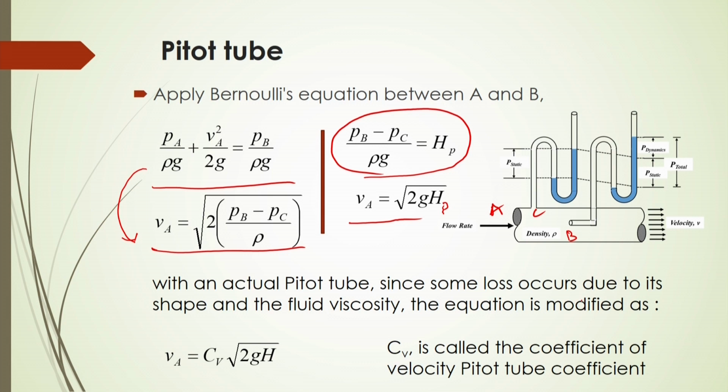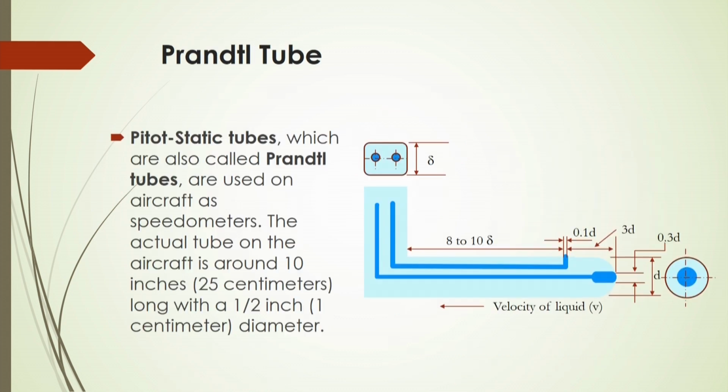For an actual pitot tube, since some loss occurs due to its shape and the fluid viscosity, the equation is modified as V A is equal to C V into root over 2 g H. Now, this C V is called the coefficient of velocity, or pitot tube coefficient. So based on these principles, we can calculate the velocity at point A, that means the velocity that is measured by the pitot tube.